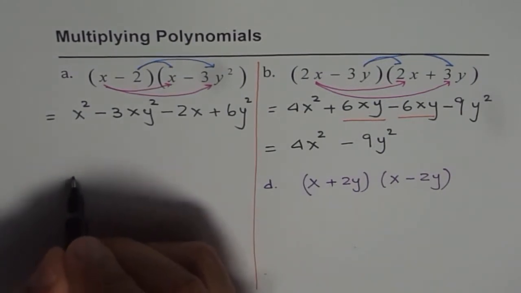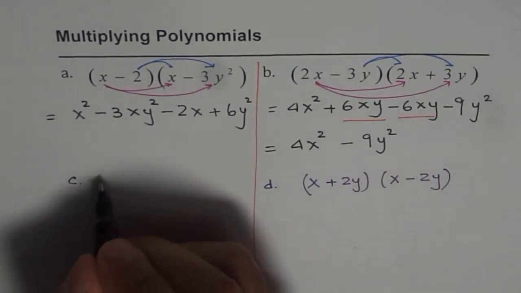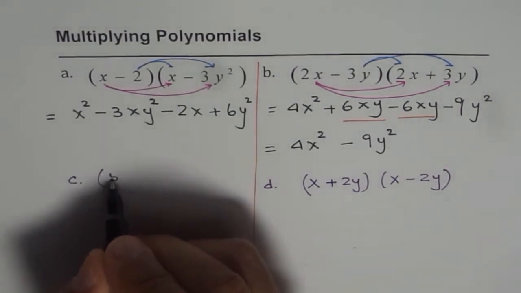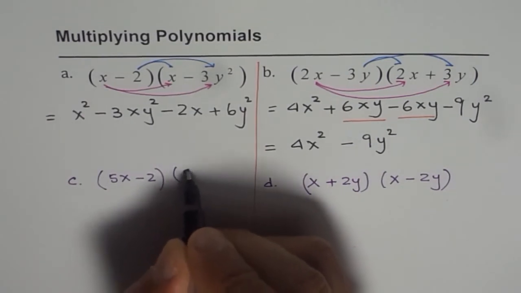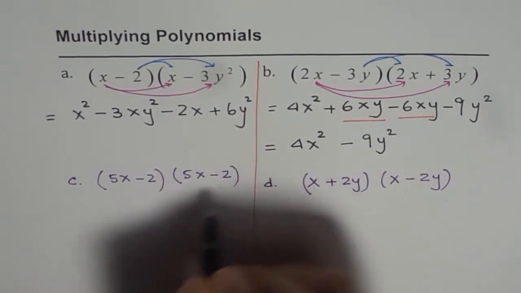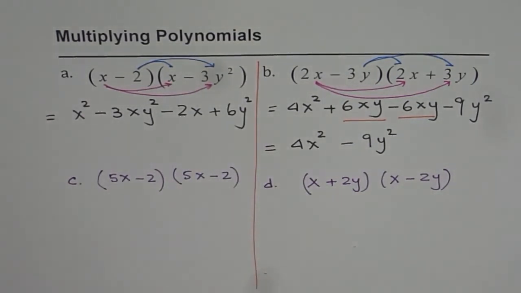And let me give you here C to practice, and this time I'll say 5x minus 2 times 5x minus 2. If you multiply same type of terms, what do you get? And how many terms do you get? So do this practice question and then move on to the next video.